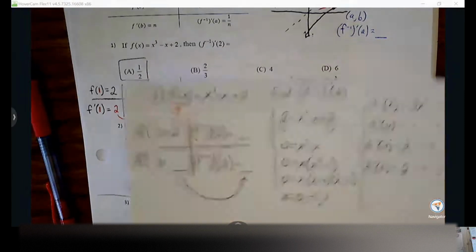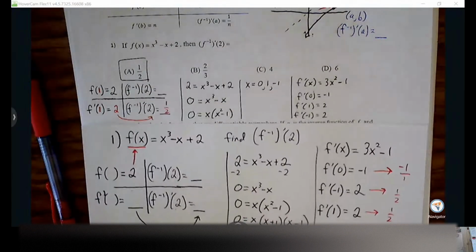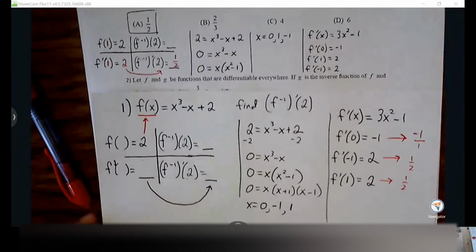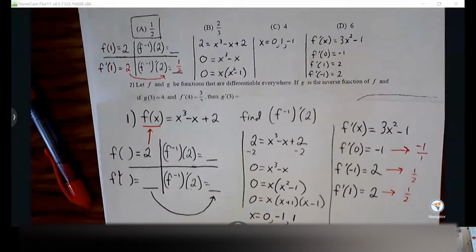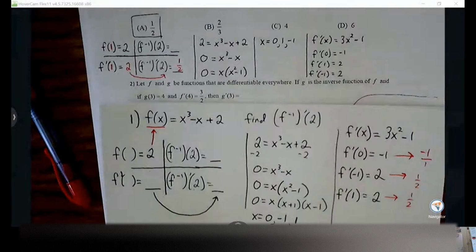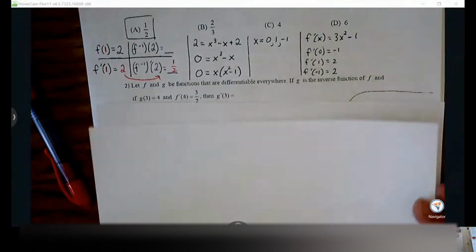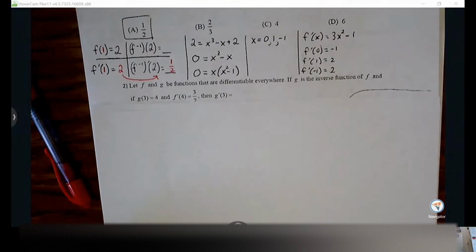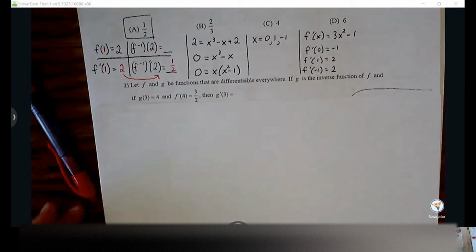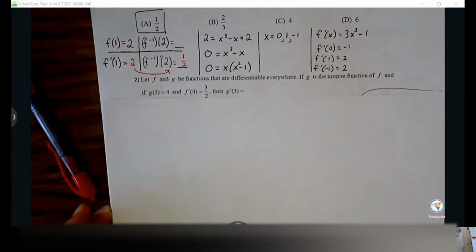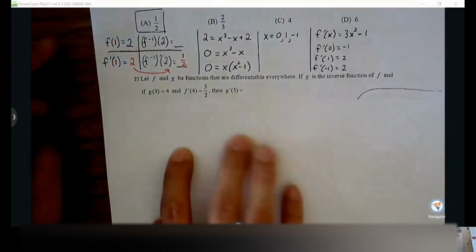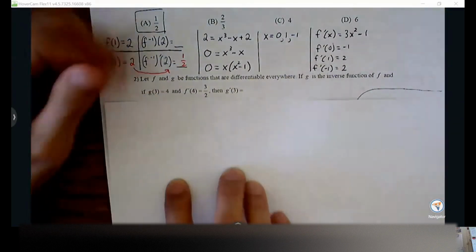Okay, let's go through number 2. Some of these problems will get easier in terms of the setup here. So let's look at number 2. Let f and g be differentiable everywhere. G is the inverse of f. So this will be easier because we don't have to do any calculus. We just have to work our way around this chart.